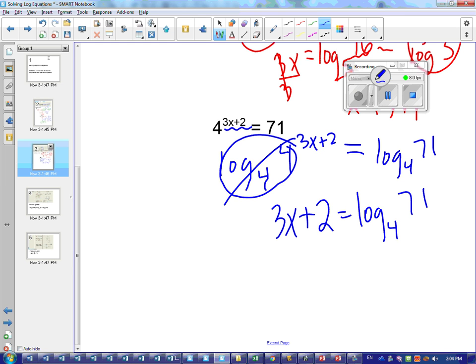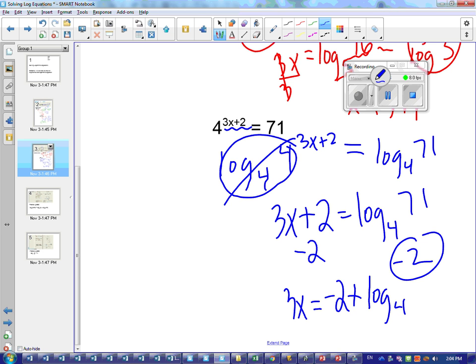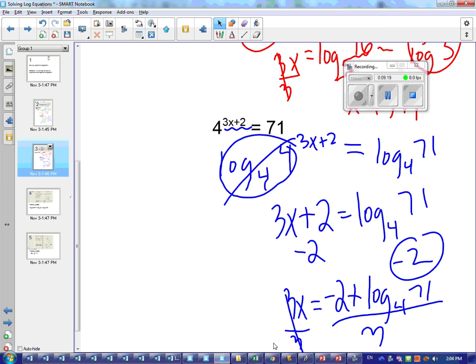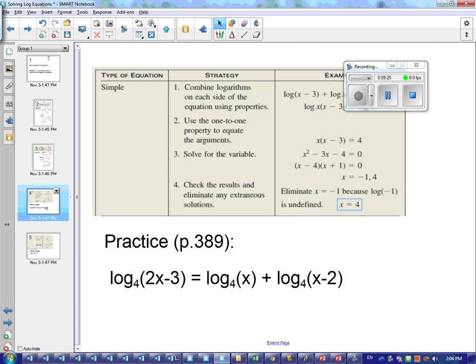And then I want to finish solving for x doing SADMAP. I don't like to put things after the logarithm, so I'm just going to write -2 in front. And then my last step is to divide by 3. And again, I can go to my calculator to figure all of that out. So those are your exponential equations. So next we're going to look at logarithmic equations.